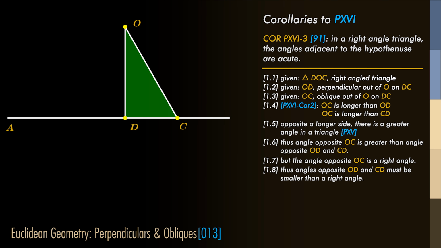The last corollary states that in a right-angled triangle, the angles adjacent to the hypotenuse are always acute. We know that the oblique side of the triangle is longer than the rectangular sides, and we know from before that opposite a larger side we have a larger angle. So the angle opposite the largest side, the hypotenuse here, is larger than the angles opposite the 2 other sides. But the angle opposite the hypotenuse is a right angle, and therefore the other 2 angles are smaller than a right angle, or acute angles.